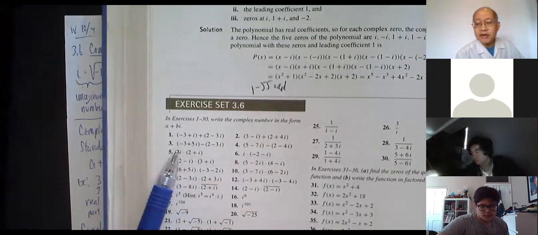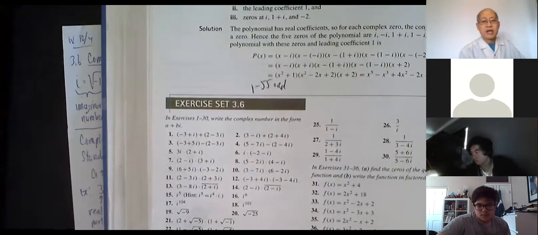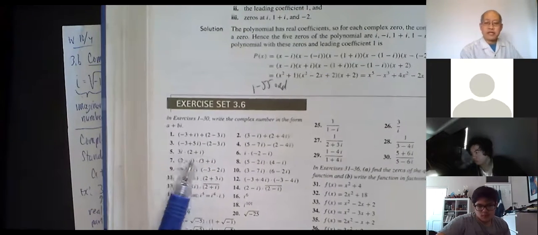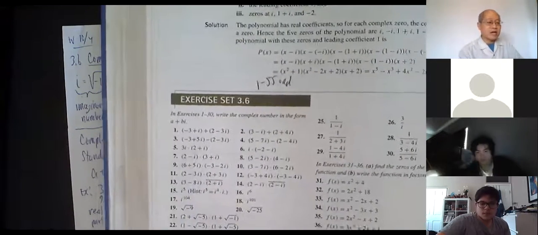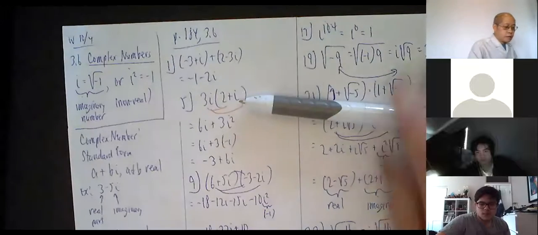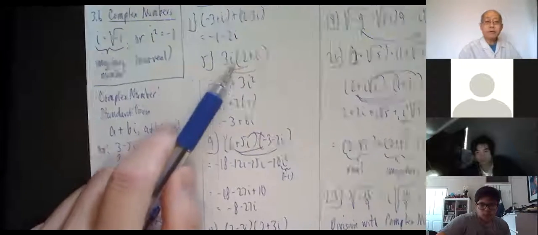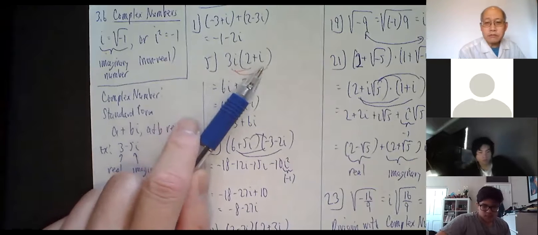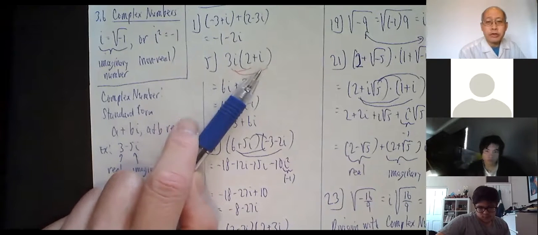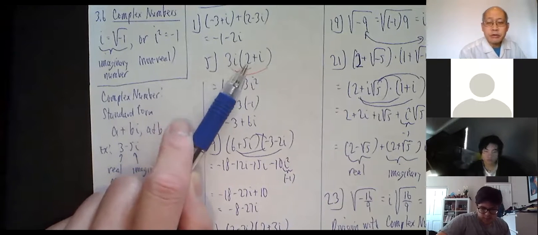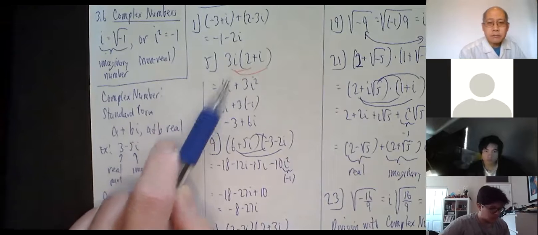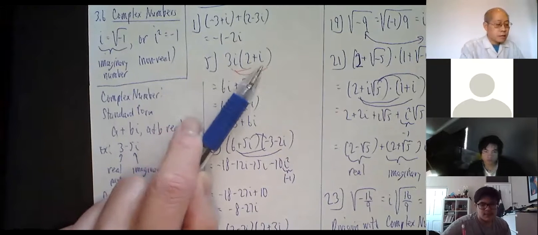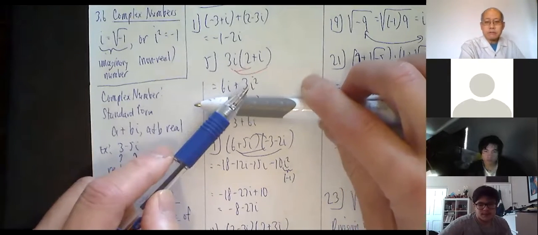Okay, let me show you 5I. So at first glance, it looks like your regular distributive property, and it is, but there's one extra twist to it. 3I times 2 plus I. So you distribute. Multiply by 2, 6I. Multiply by I, 3I squared.